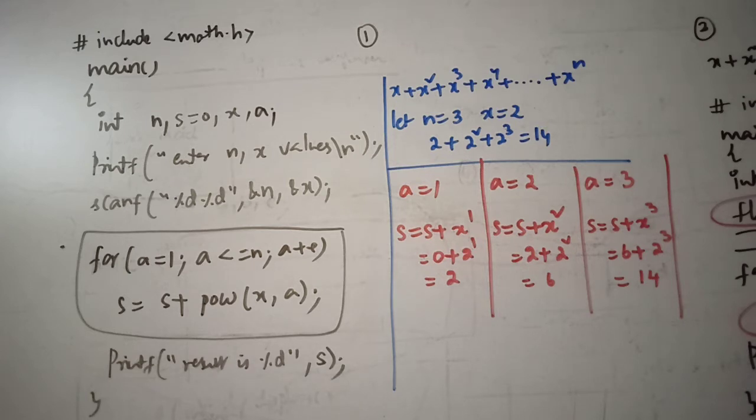Look at the steps. When a is 1, s is equal to s plus POW of x comma a, that is x to the power of a, x to the power of 1. And let n be 3 and x be 2. So x is 2 and when a is 2, s is equal to s plus x square. And when a is 3, s is equal to s plus x cube.